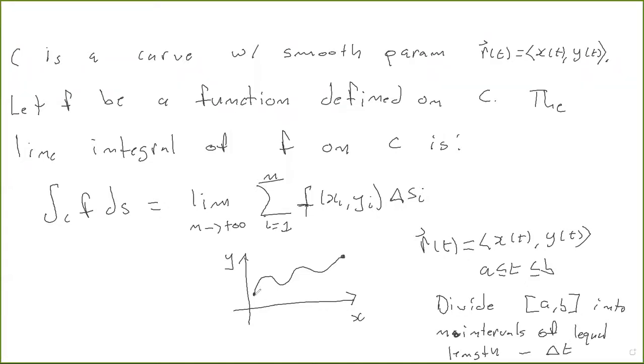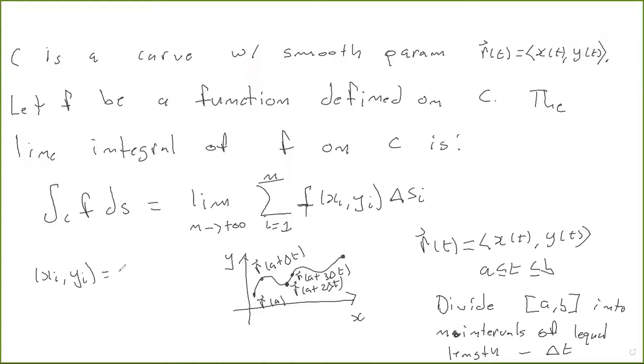Okay, so for example, this point right here is r of a. This point right here would be something like r of a plus delta t. This point right here would be something like r of a plus 2 delta t. And the idea is that even though the t intervals are in equal lengths, that does not mean that the length from here to here and here to here are equal. So for example, it could be that this point right here would be given by r of a plus 3 delta t.